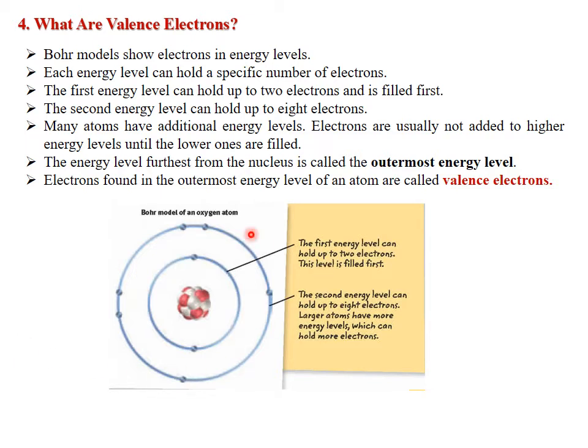So let's look at this picture. This is a Bohr model of an oxygen atom. The first energy level can hold up to 2 electrons. This level is filled first. The second energy level can hold up to 8 electrons. Larger atoms have more energy levels, which can hold more electrons.